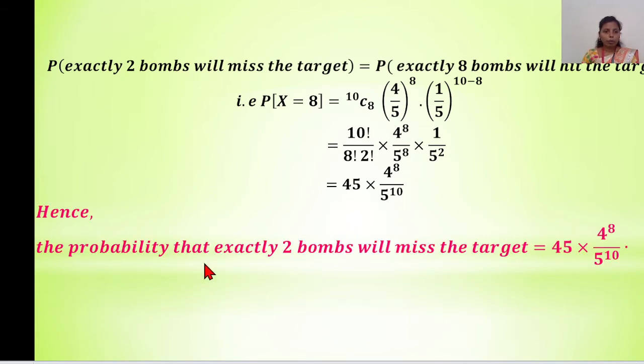Hence, the probability that exactly 2 bombs will miss the target is equal to 45 into 4 raised to 8 divided by 5 raised to 10.